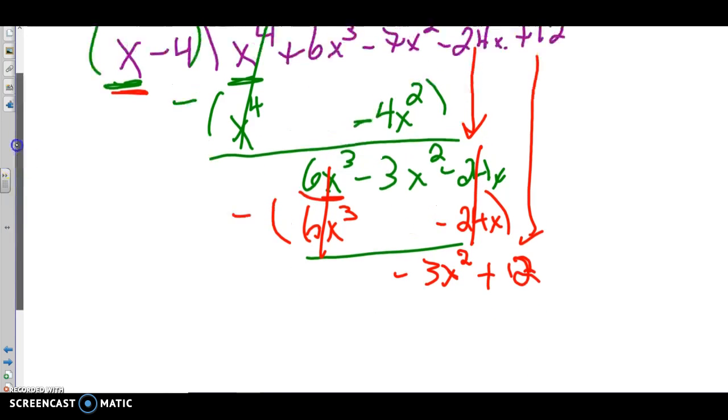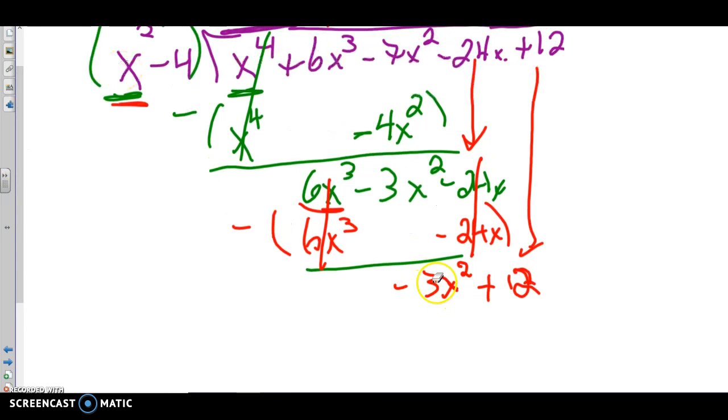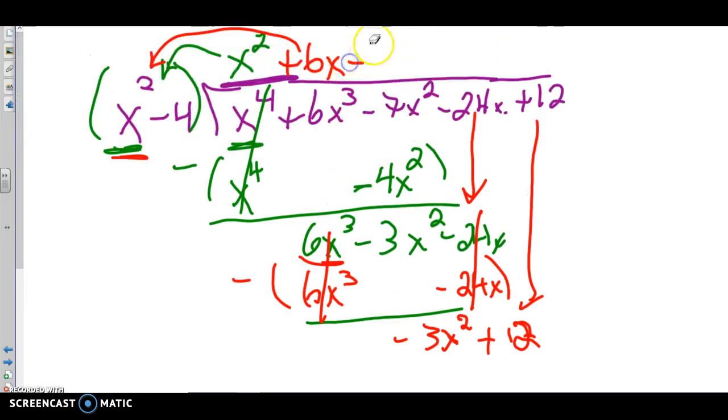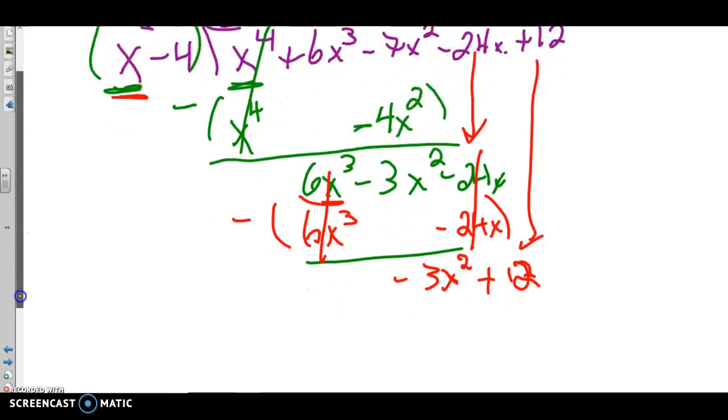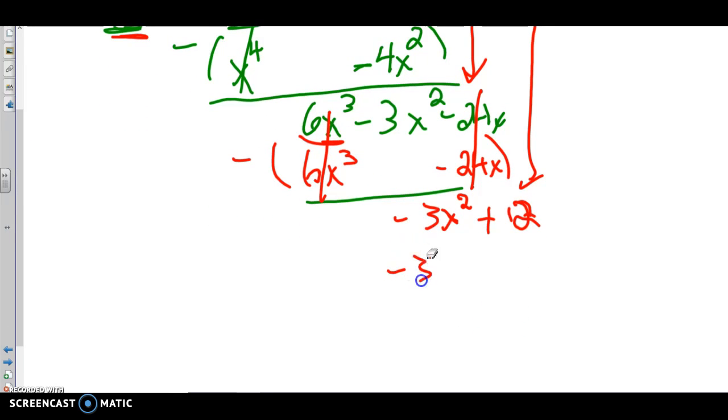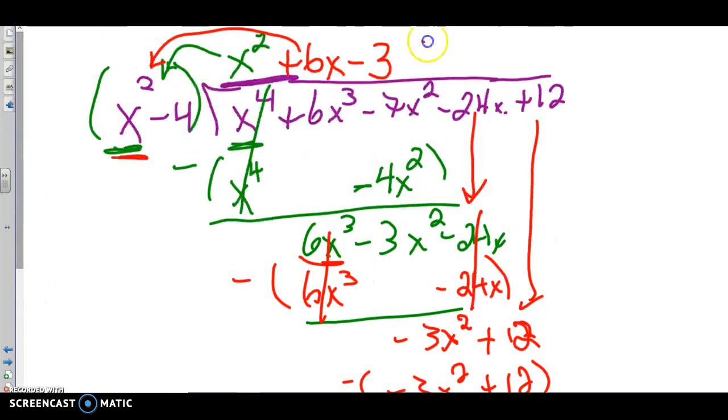And finally, negative 3x squared divided by x squared is just negative 3. And when I multiply back through, I get negative 3x squared plus 12. And when I subtract, I end up with 0, which is what I want. So x squared plus 6x minus 3 is my solution.